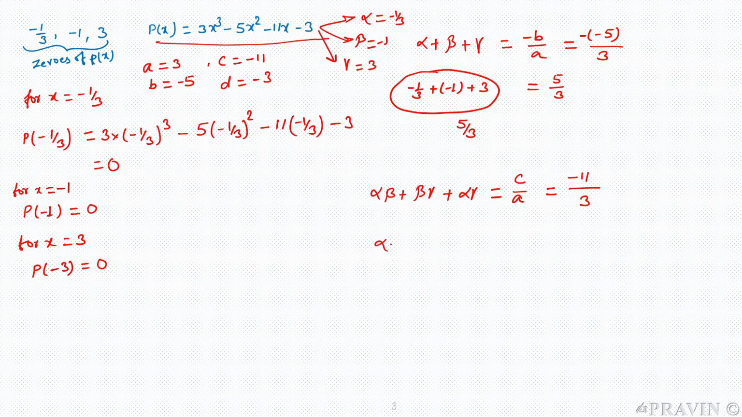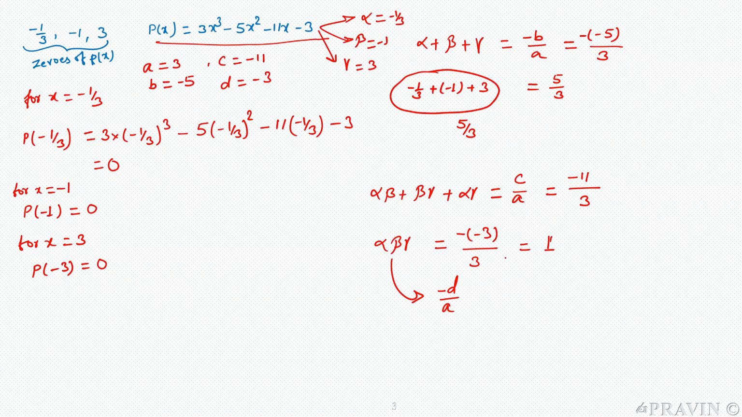Similarly, product alpha beta gamma is equal to minus d by a. What is minus d? Here minus 3. So minus into minus, a is 3, and alpha beta gamma I have directly written, and it is related with that minus d by a. Hope you have understood this example.